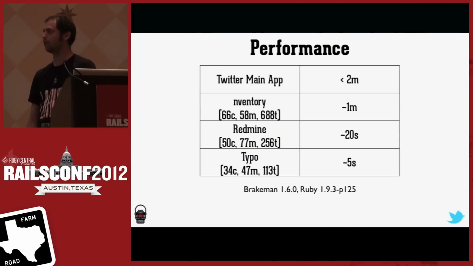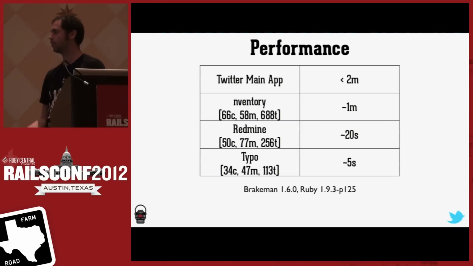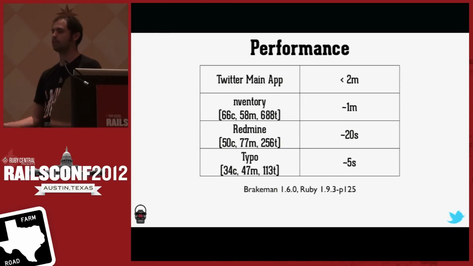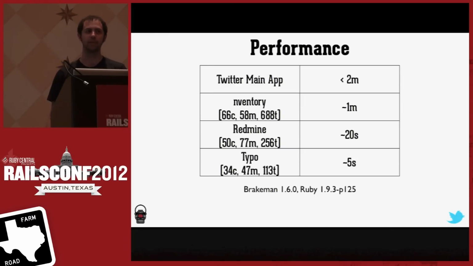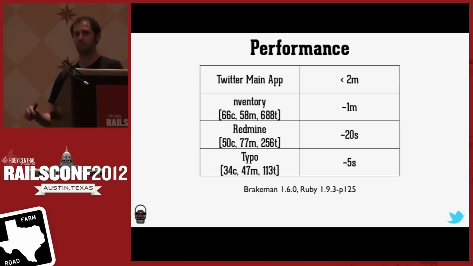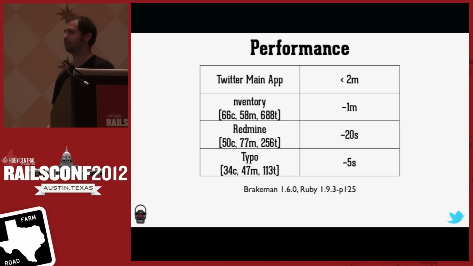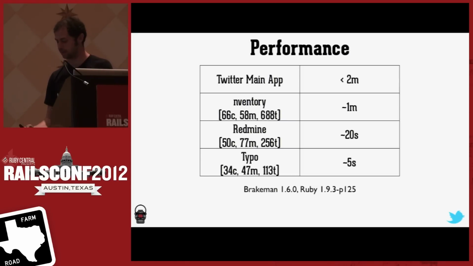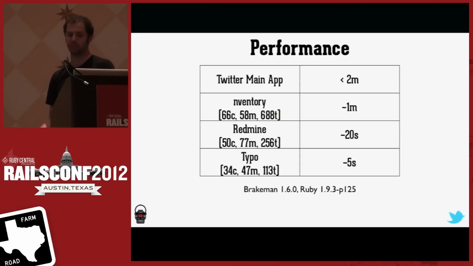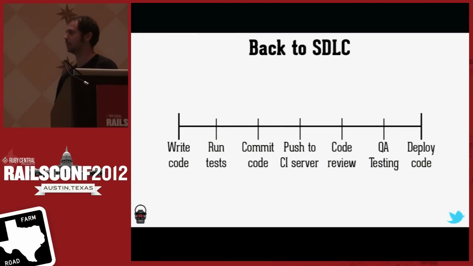Twitter, on the main Twitter application, it takes a little bit under 2 minutes. Redmine, about 20 seconds to run, typo, 5 seconds. So that should give you some idea. It doesn't take that long to run. You just type Brakeman, wait maybe 2 minutes and you should get some results. If you don't, there's probably a bug, and you should tell me.